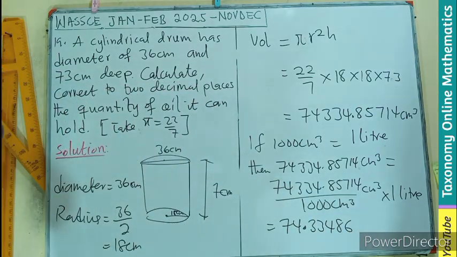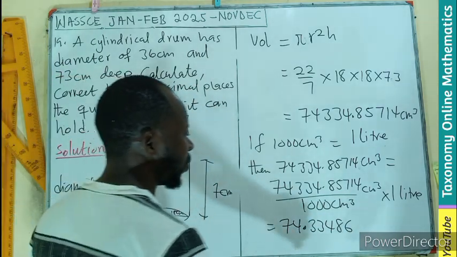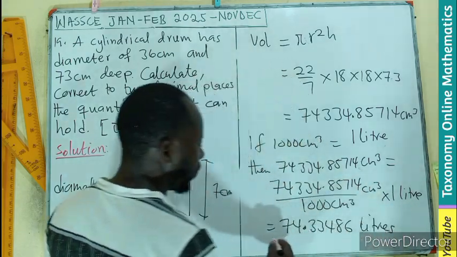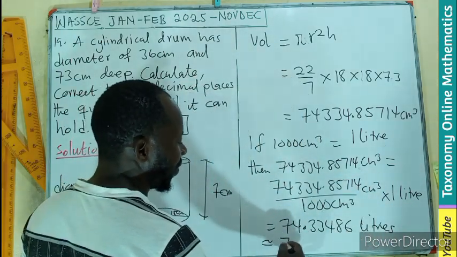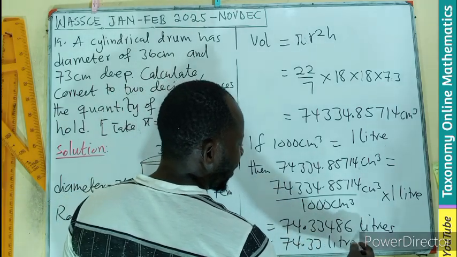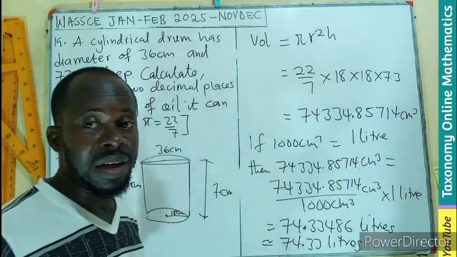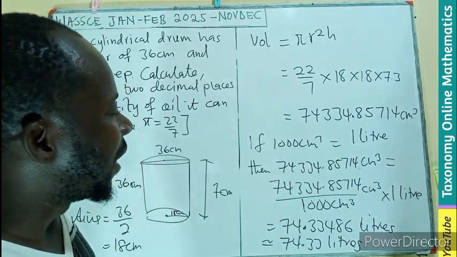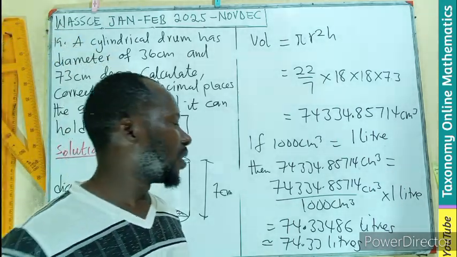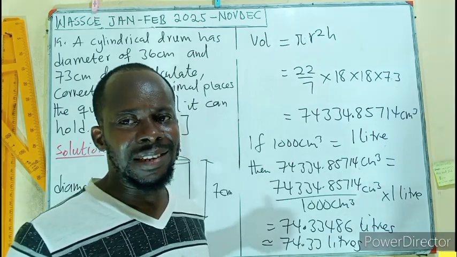Remember, we are leaving our answer in 2 decimal places. So this gives you the final answer, which will be 7.43 liters. So if you check on the question paper, we are not having the answers in centimeter cube, but it is in liters. Again, this is clear.